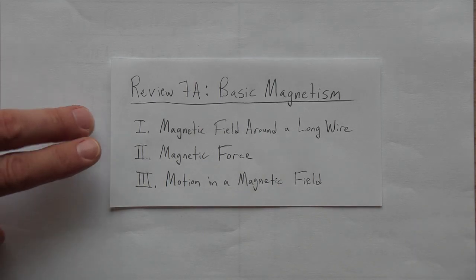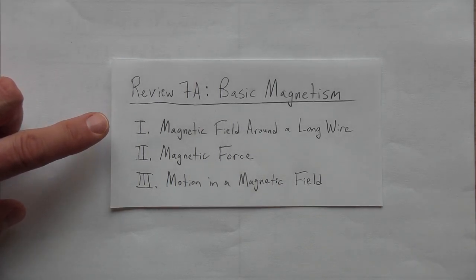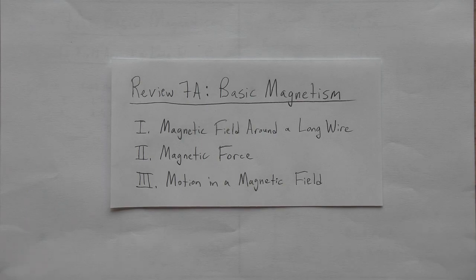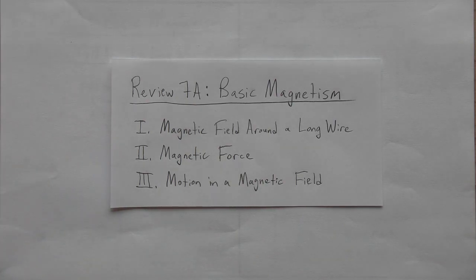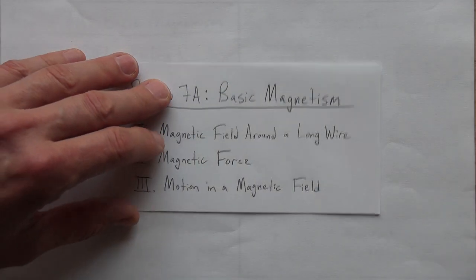The 3 ideas: magnetic field around a long wire. What we mean by a long wire is something that can be considered infinite over the dimensions studied. The concept of magnetic force, and then also motion in a magnetic field, a charged particle moving in a magnetic field. So let's get to it.